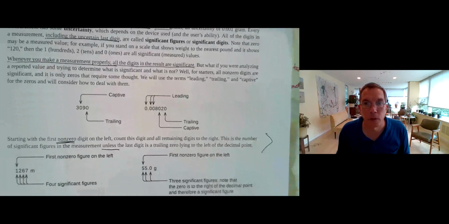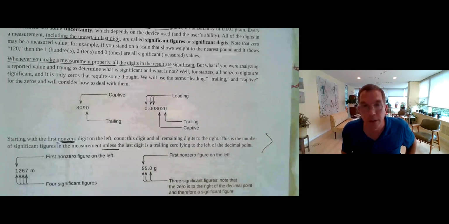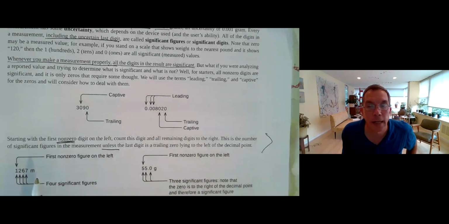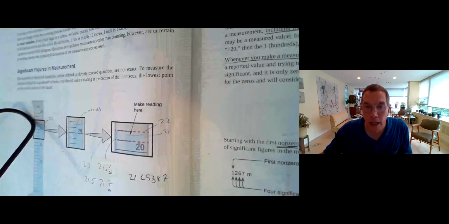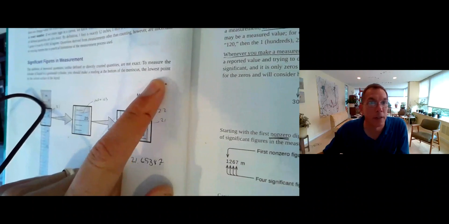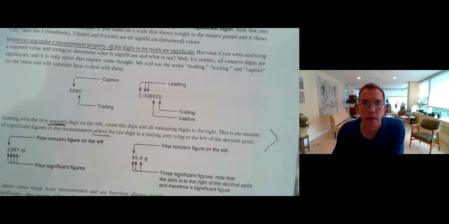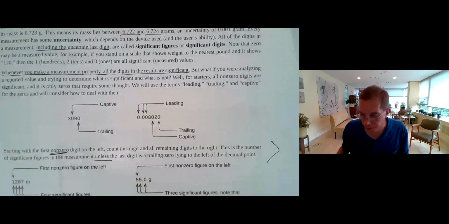Now, let's deal with these pesky zeros. We will use the terms leading, trailing, captive for zeros, and we will consider how to deal with them. So again, this is a really important figure because this is where they're defining what they mean by those 3 terms. I should point out too, notice if I go back to meniscus, sorry, I hope I'm not making you seasick, but if we go back to meniscus, that wasn't bolded. And here they do offer a definition for it. So we just have to be smart readers of the textbook, right? And use it rather than just try to consume words.